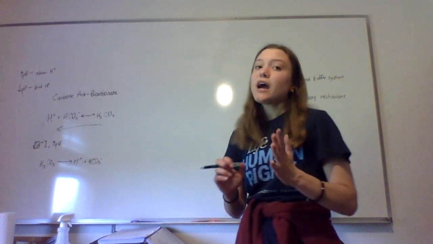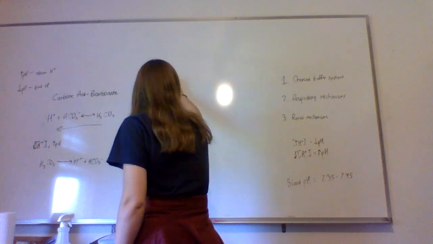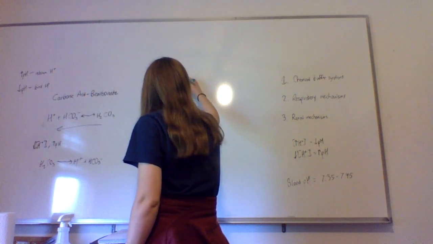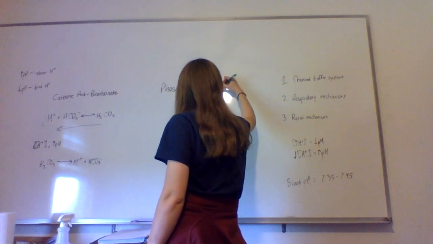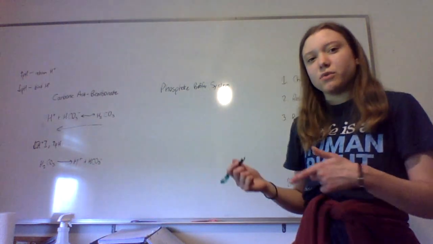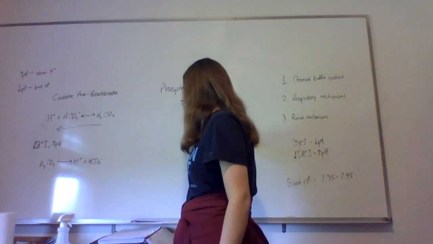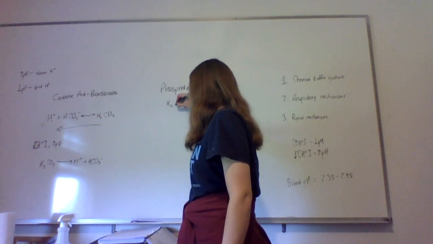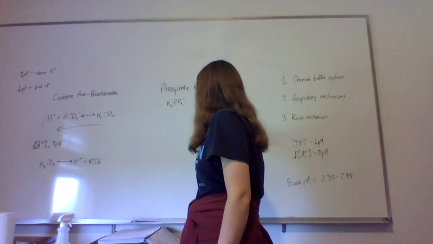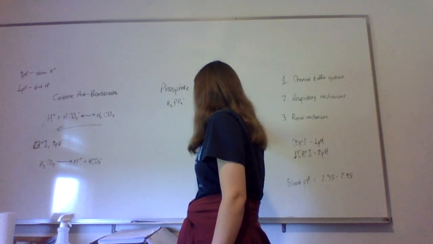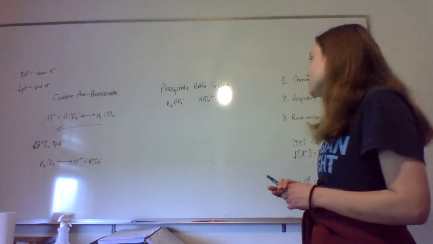So this uses dihydrogen phosphate and monohydrogen phosphate. Let me just write this down at the top: phosphate buffer system. And I'll use the little marker board when we talk about the protein buffer system. Alrighty, so this one uses dihydrogen phosphate, H2PO4 minus, and monohydrogen phosphate, which is HPO4 2 minus.